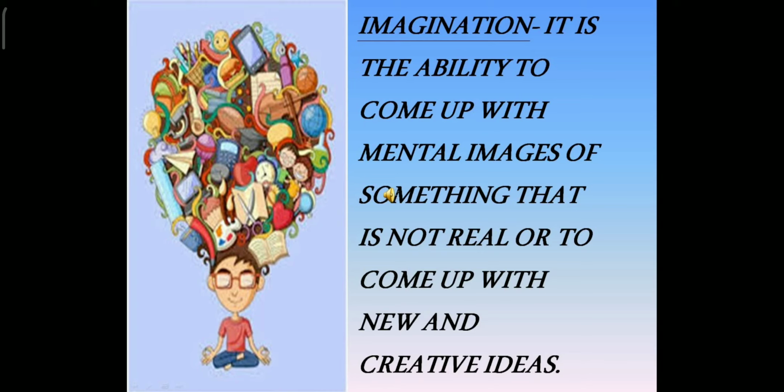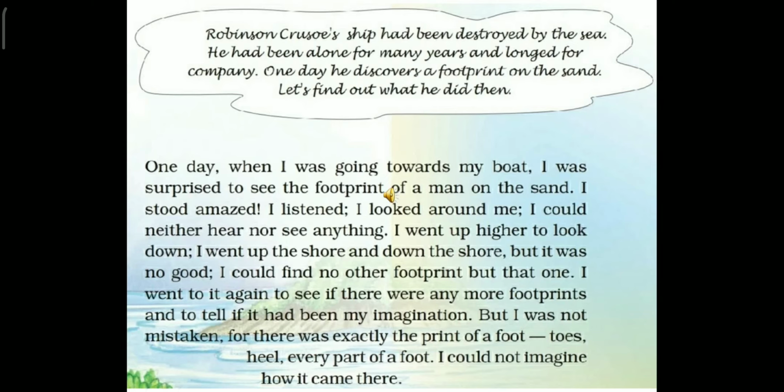He was thinking that maybe it is his imagination and that there is no footprint, but maybe he is just thinking. But that was not the case. But I was not mistaken. Yes, so Robinson Crusoe was thinking that probably it is a part of his imagination. It is not there, but he's just making up mental images of this thing. But no, it was not his imagination. It was real. For there was exactly the print of a foot. It was exactly a footprint.